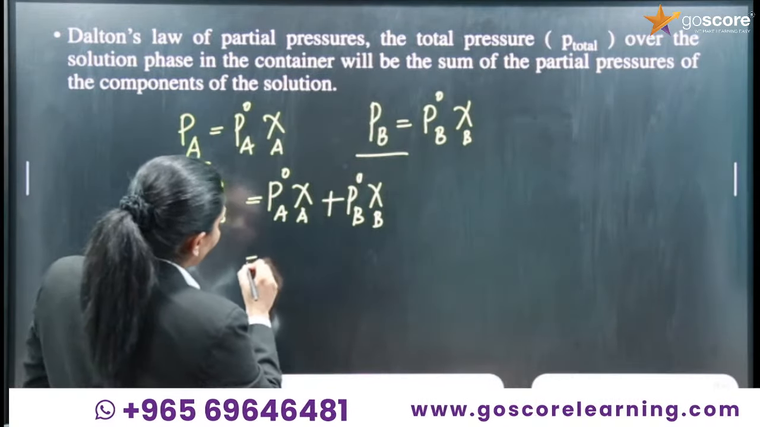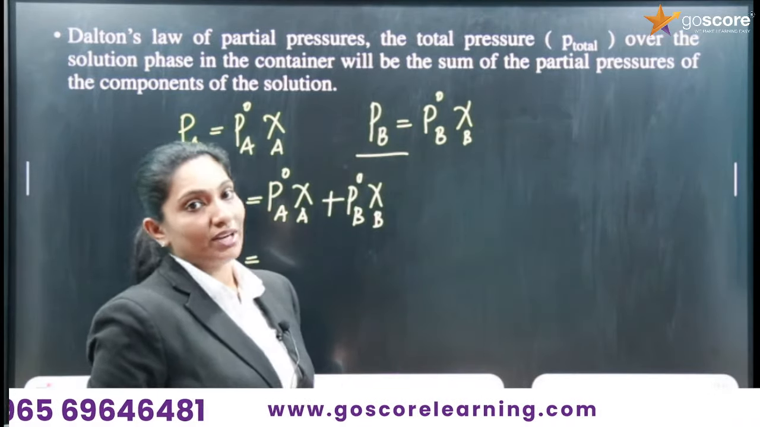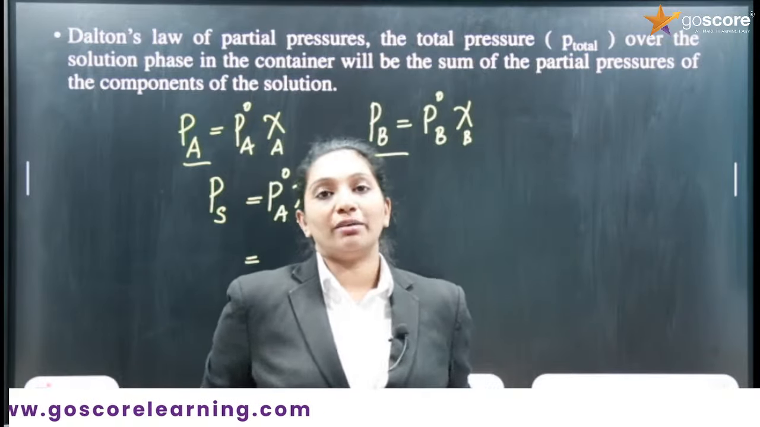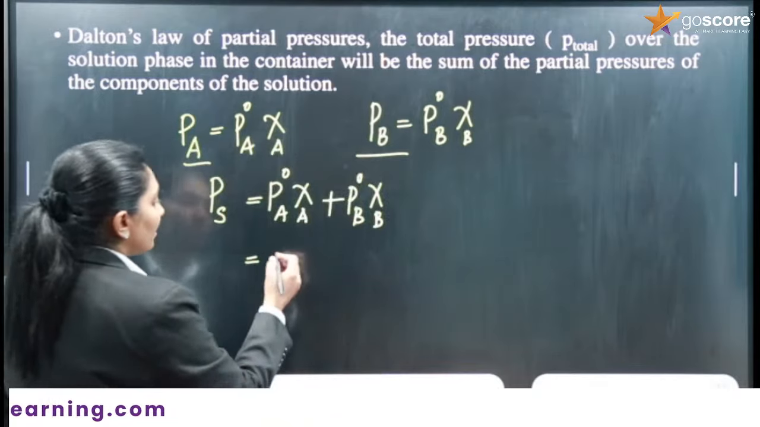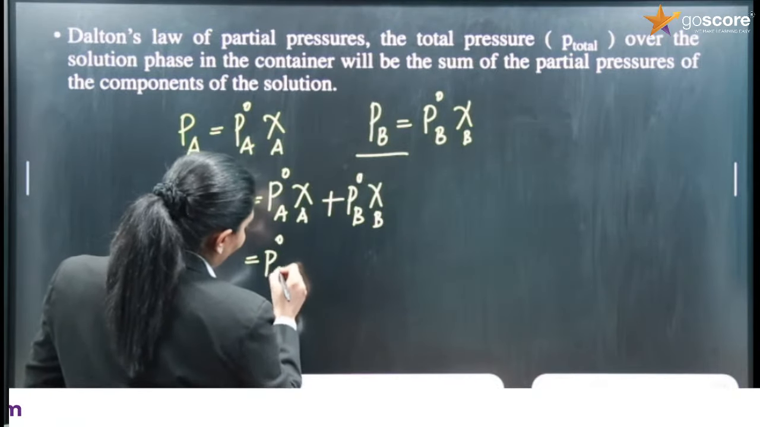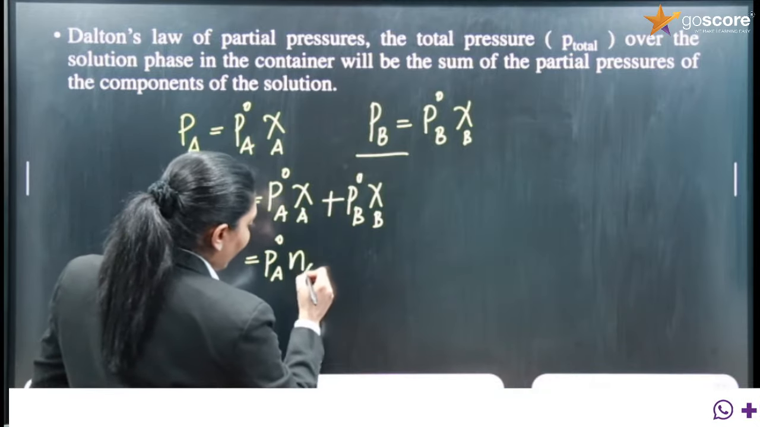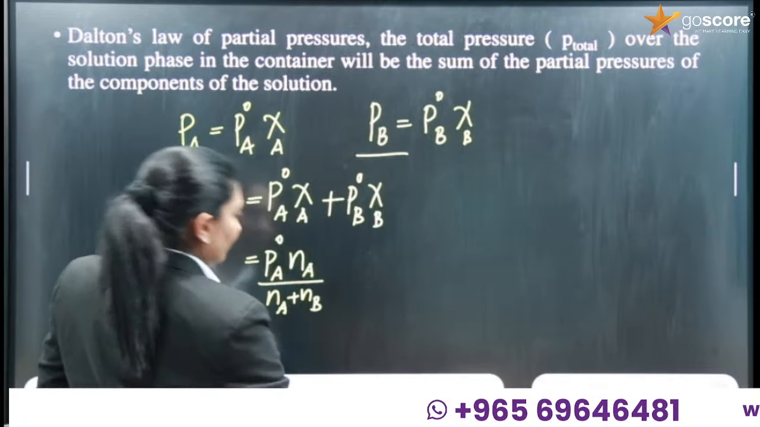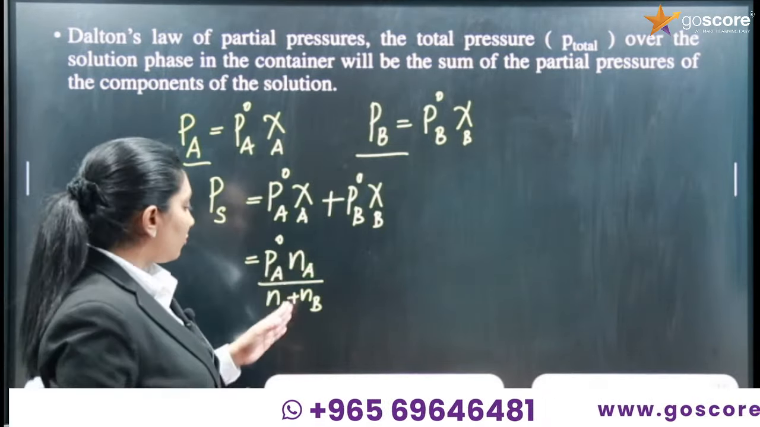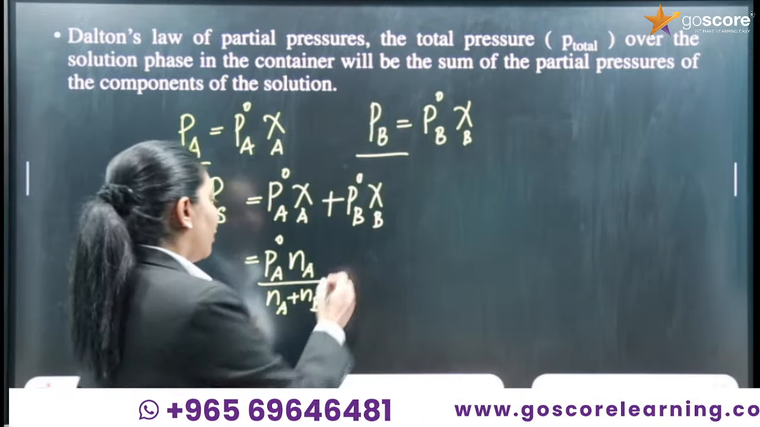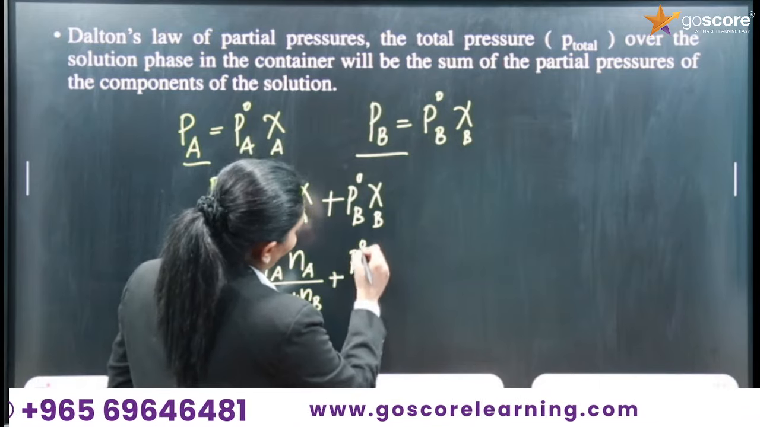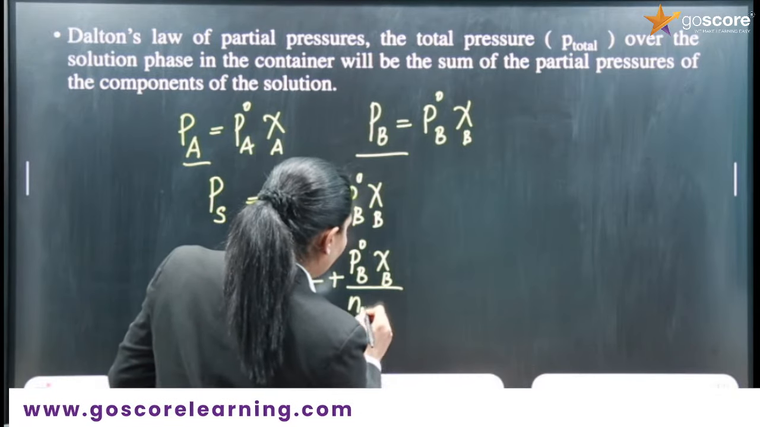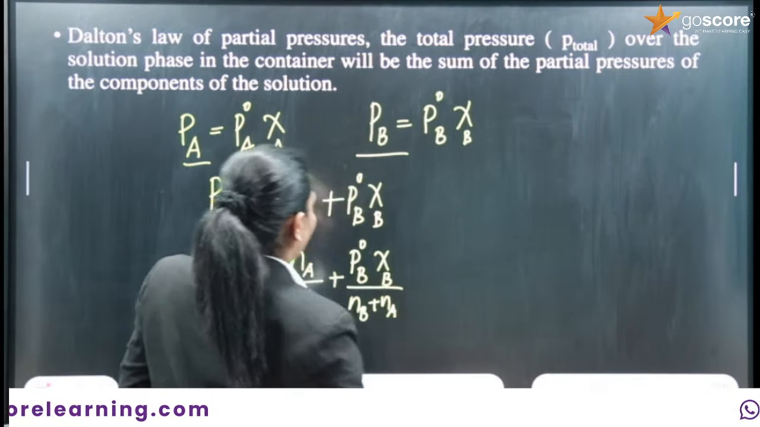So, here chi A, what is the mole fraction? The mole fraction of A is the number of moles of A divided by the total number of moles, right? Here it is a binary solution. So, how can we write it? P naught A into chi A, I can write as Na divided by Na plus Nb, isn't it? That is the mole fraction of A, number of moles of A divided by total number of moles. Plus P naught B chi B divided by Nb plus Na, isn't it?